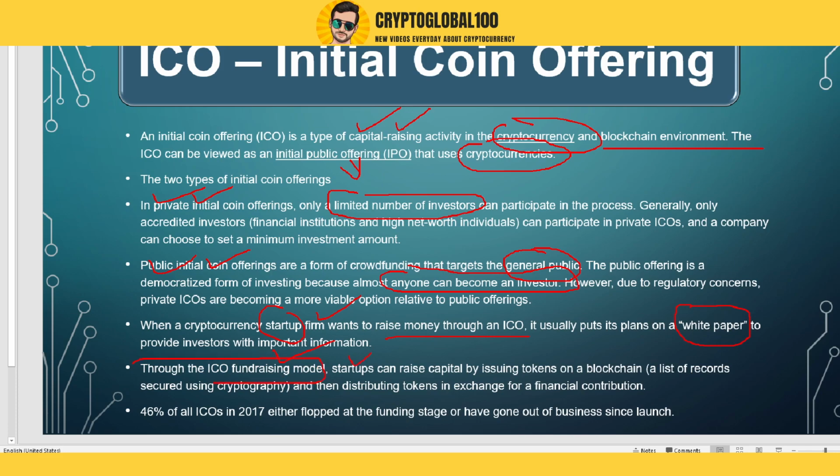Any company that wants to start up, they build the tokens in the form of cryptocurrencies, and then they list the ICOs in the form of public or private. So issuing a token, you can see here, raise capital by issuing tokens on a blockchain, a list of records using cryptography. I'm gonna cover this topic in my future videos, what is the blockchain or cryptocurrency and all that stuff.